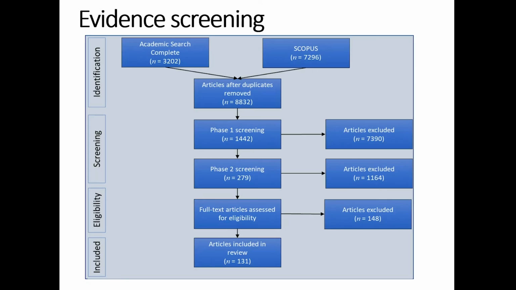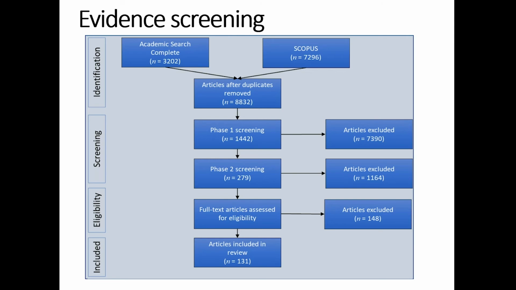My first phase was to carry out my evidence search. So I searched 2 databases with a very broad search term, which is why I had so many articles. The N represents the number of articles. And then I underwent a series of screening phases. So in my first phase, I looked at the article title. In my second phase, I looked at the abstract, and then I did a full text article assessment for eligibility.